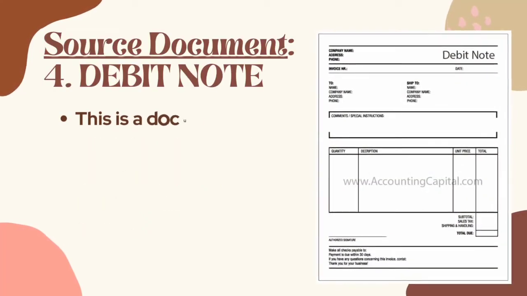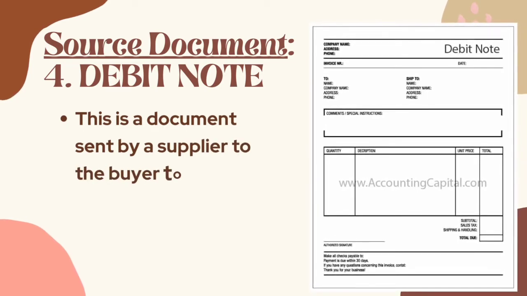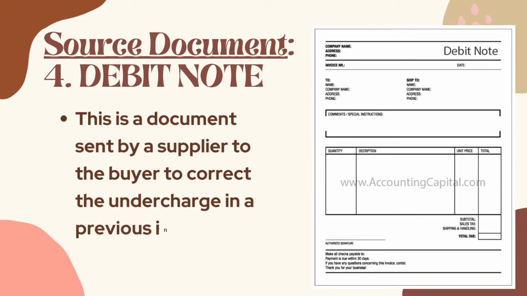Then the next is debit note. A debit note is a document sent by a supplier to the buyer to correct an undercharge in a previous invoice sent. It's very simple to understand. For example, a supplier sent an invoice to a customer stating that the total cost of the goods is, let's say, 100,000 naira, but at the end they found that it was an undercharge. An undercharge means the amount stated is less than the actual amount that should have been stated. So they wrote 100,000 and the goods actually cost 120,000. You see, that is an undercharge. The supplier will have to send a debit note to the buyer to correct that mistake.